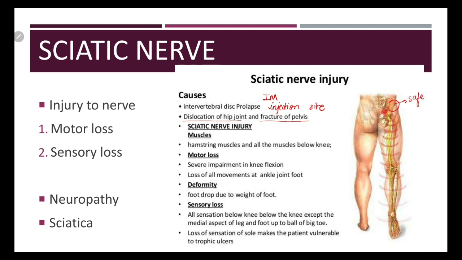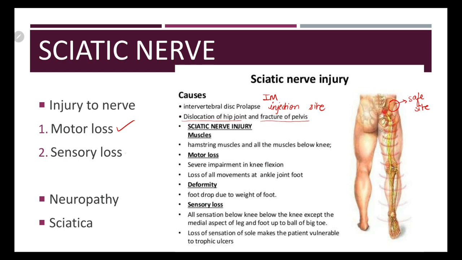Clinical features: motor loss. You can see inability to extend the thigh and flex the knee due to paralysis of hamstring muscles, loss of all movements below the knee due to paralysis of all the muscles of leg and foot, and motor loss leads to flail foot, which leads to great difficulty in walking. The person walks with a high stepping gait.